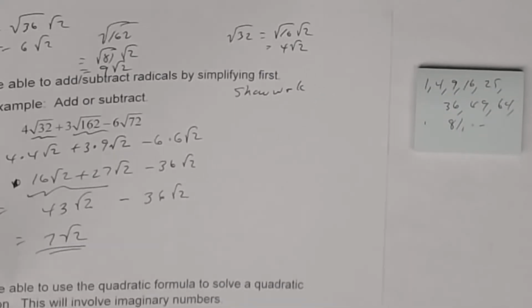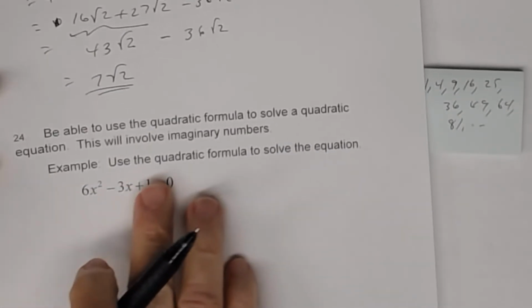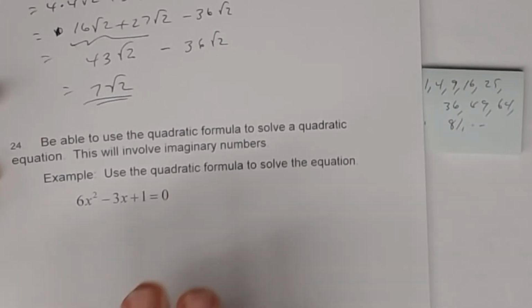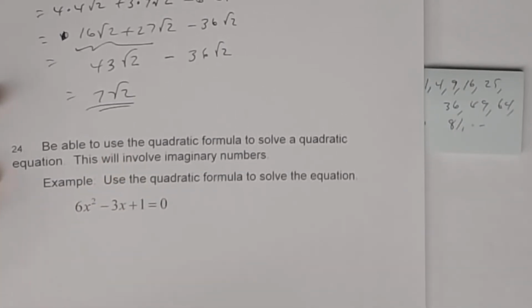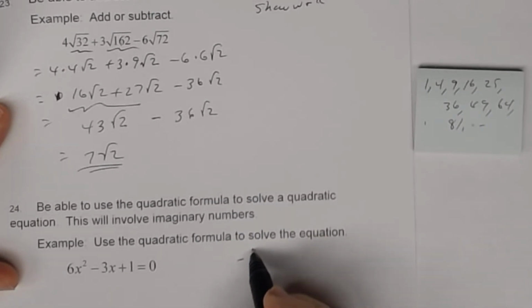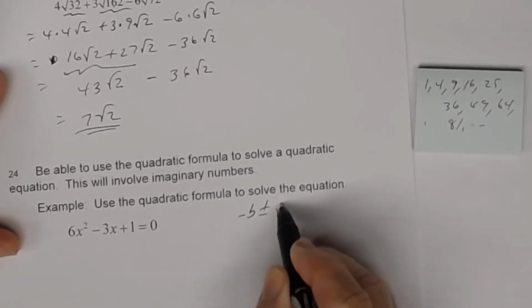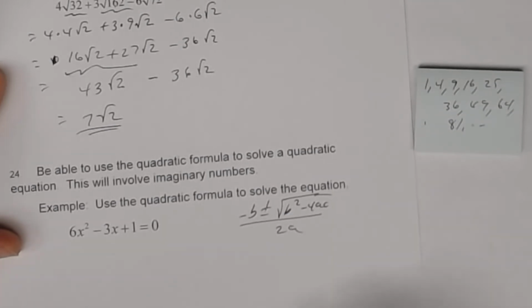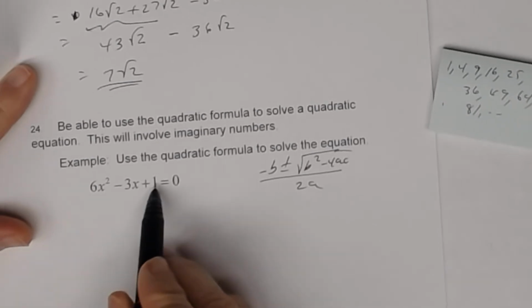Okay, number 24. Be able to solve this quadratic equation using the quadratic formula. This one will involve imaginary numbers. Remember the quadratic formula is this: it's the opposite of b plus or minus the square root of b squared minus 4ac, all divided by 2a. So this is in standard form.